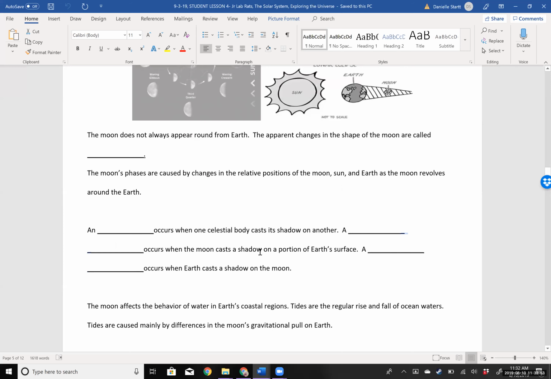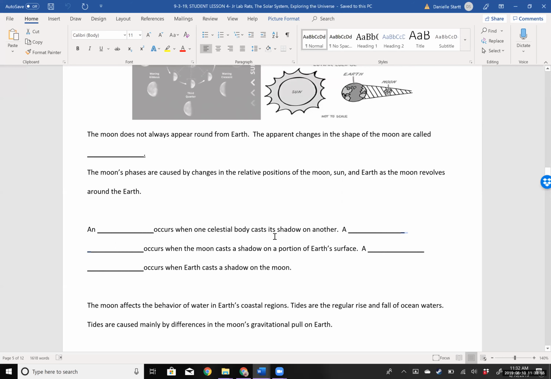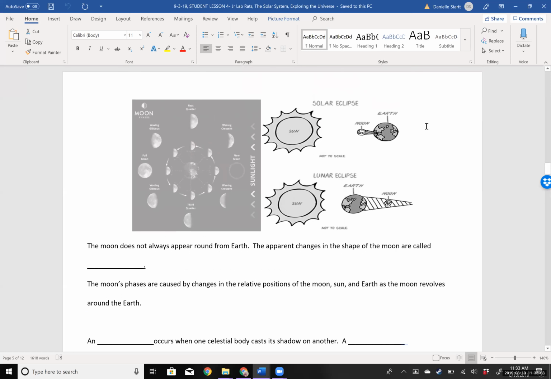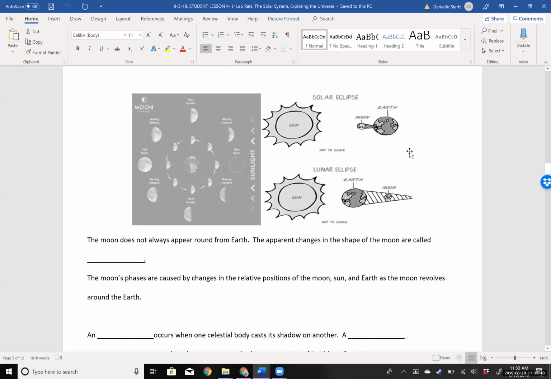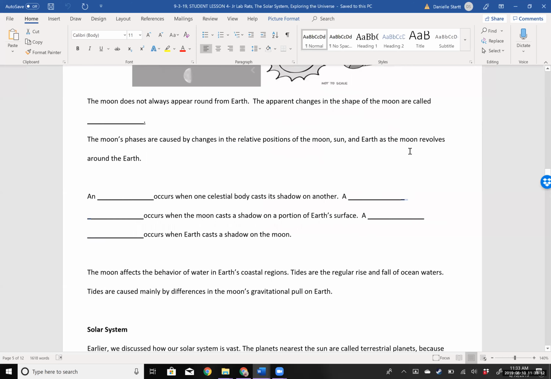Okay, so "blank occurs when one celestial body casts its shadow on another." "A blank blank occurs when the moon casts a shadow on a portion of Earth's surface." I wonder what that could be. And "a blank blank occurs when Earth casts a shadow on the moon." Once again, wonder what that could be.